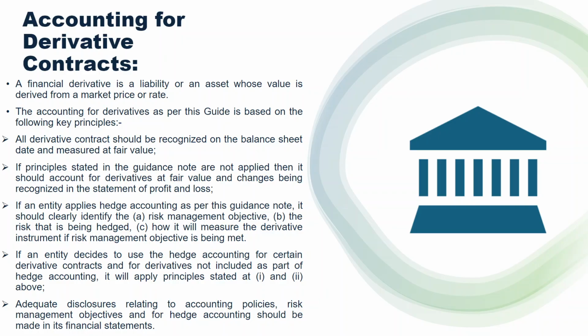And the last one, adequate disclosure relating to accounting policies, risk management objectives, and hedge accounting should be made in its financial statements. So whatever disclosures are there related to the accounting policy, the risk management objective, and the hedge accounting, those should be properly disclosed in the balance sheet. Okay, so that is about the accounting for derivative contracts.